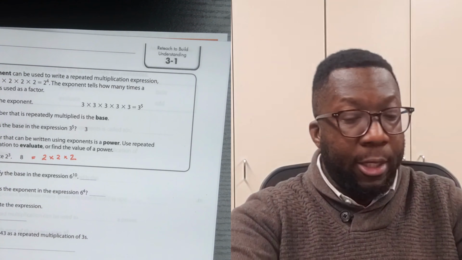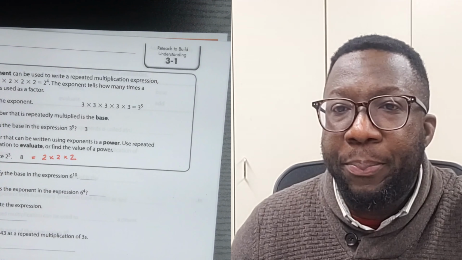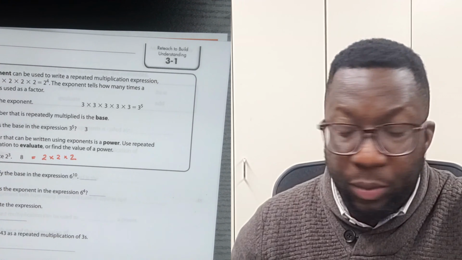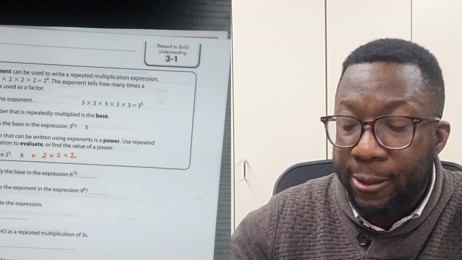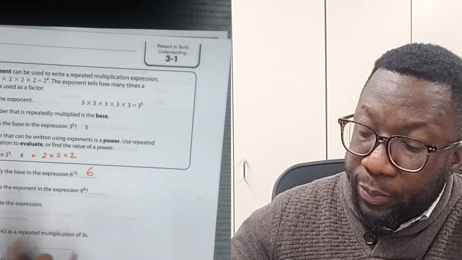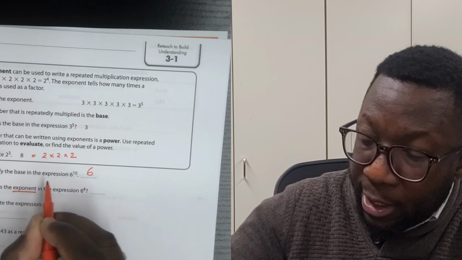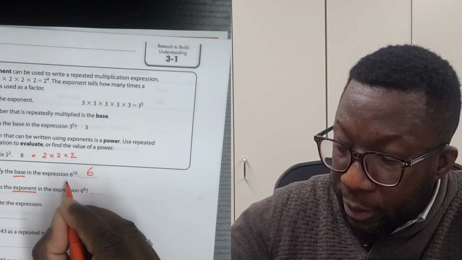at the following questions. For question number 1, we're told to identify the base in the expression. When we look at this expression here, 6 to the 10th power, what's the base? Well, the base is the number 6. When we look at question number 2, where it's 6 to the fourth power and asks to identify the exponent, the exponent is this little number here, or the smaller number, which is the 4, which is letting us know how many times we'd be multiplying this expression to itself.